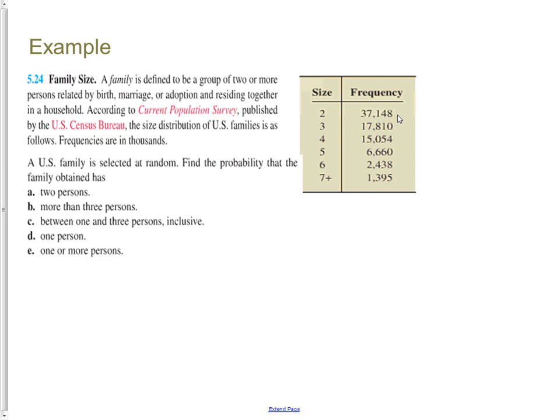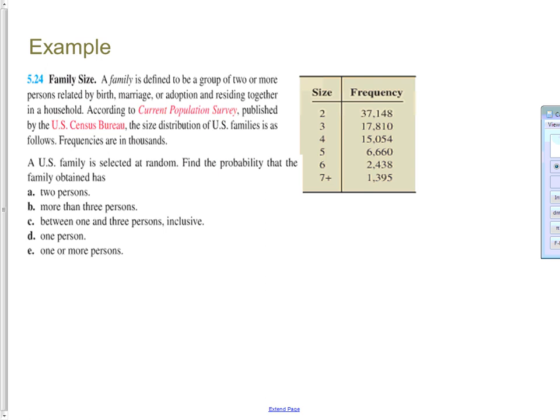37,148,000 families have a size of 2, and we see the relative sizes of each of those. Well, what do we have to do? We think about if it's equally likely for us to be able to get any size family, 7 plus all the way down to 2, we think about the way that we could possibly get those. And we're asked, let's find the probability that a family has 2 persons. What we're going to do is add up the total frequency right here.